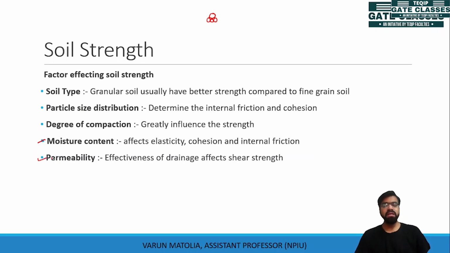Permeability is the property in which soil allows drainage of water through it. If it holds water, it does not allow the water to drain, and the shear strength or the strength will decrease. So there should be proper drainage available in the soil, drain of water. So these are the properties which affect the strength of your soil.